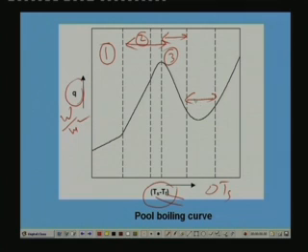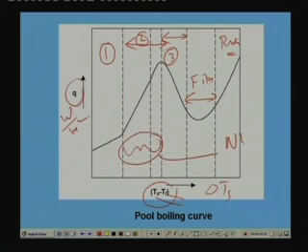Then you have film boiling. Here the radiation comes into the picture. Normally all the evaporators or boilers are designed to operate in this region, which is known as the nucleate pool boiling region.